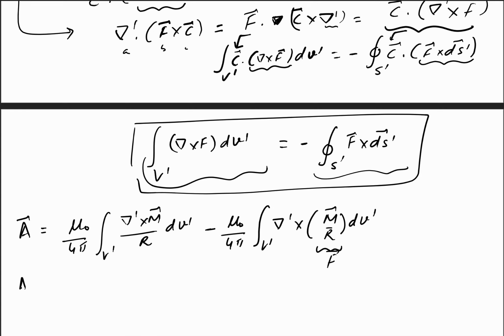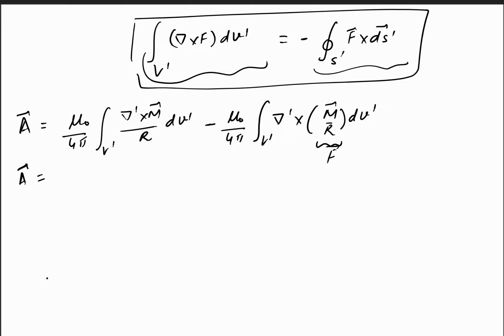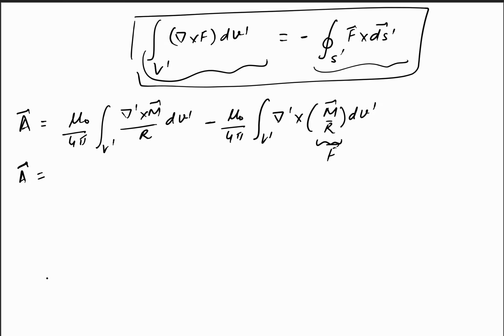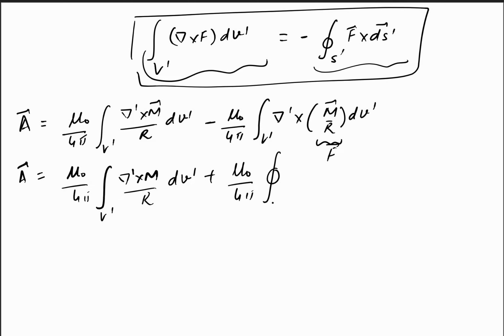So A can be written as mu naught over 4 pi. I will just keep this term the same, del dash cross M over r dv dash. This minus sign will get cancelled out, so mu naught over 4 pi, and this will now be converted to a surface integral over S dash. F is now M by r, cross ds dash.